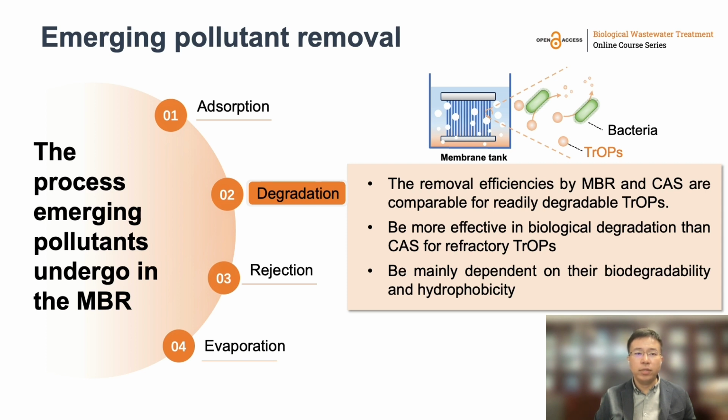For TROPs with weaker hydrophobicity but still adsorbable by the particles and colloids in the mixed liquor, the MBR is advantageous in rejecting these chemicals and improving the effluent quality. Overall, the removal efficiencies are jointly influenced by the mixed liquor properties and the operational conditions. In short, the removal efficiencies of TROPs are mainly dependent on their biodegradability and hydrophobicity.